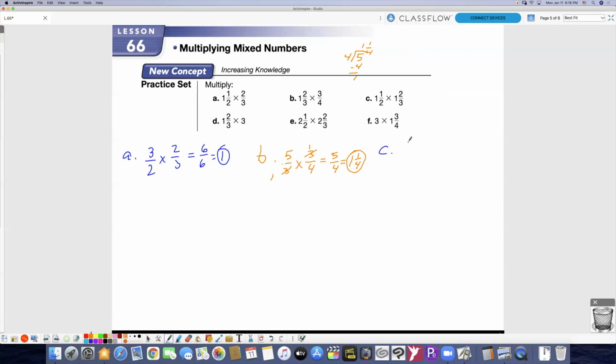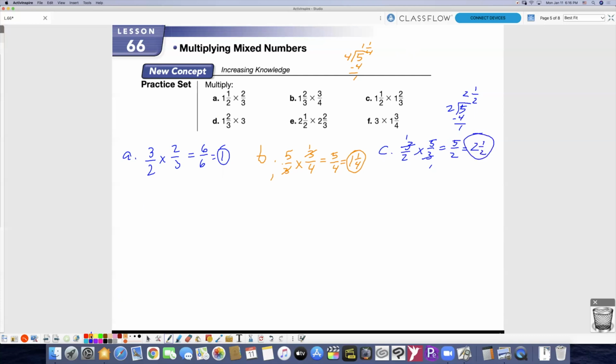1 1/2, which is 3 halves, times 1 2/3, which is 5/3. Okay, maybe you recognize this right off the bat, that those cancel each other out. This would be 5 halves. And 5 divided by 2 is the same as 2, which gets me to 4. And there'd be 1 for the numerator and 2 is the denominator, so it'd be 2 1/2.